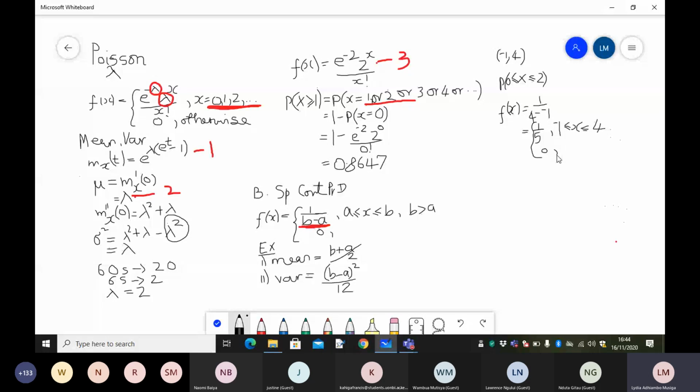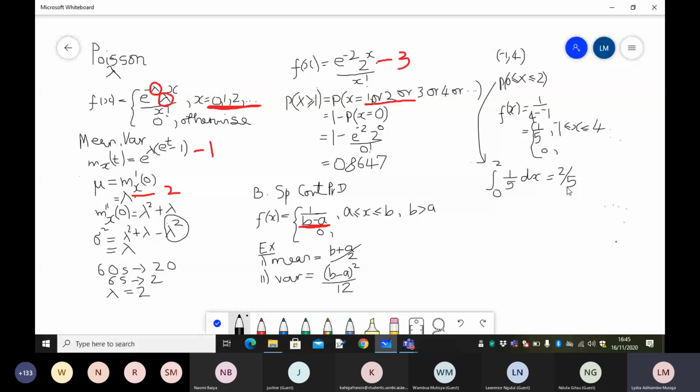And now we want to find the probability that X takes a value which lies between 0 and 2. This probability is given by the integral from 0 up to 2 of f of x dx. Our f of x is 1 over 5, so 1 over 5 dx, and if we integrate this, we end up with 2 over 5. So this is the way we handle situations where a random variable has a continuous uniform distribution.